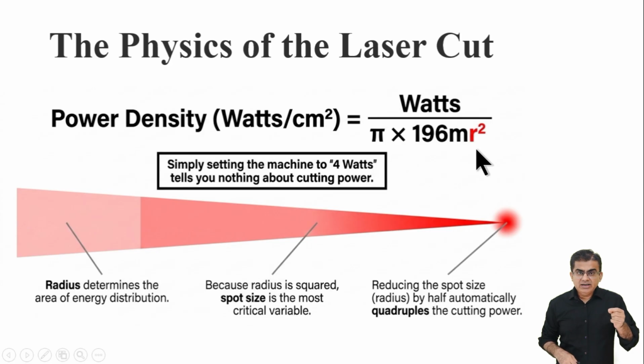Because this radius is squared, the spot size becomes the single most critical variable in laser surgery. Observe how the red beam visually narrows from left to right on the diagram. If you reduce your spot size by exactly half, you do not merely double the energy. You automatically quadruple your effective cutting power. This high concentration of energy is precisely how we achieve precision of the laser beam in the vocal cords.